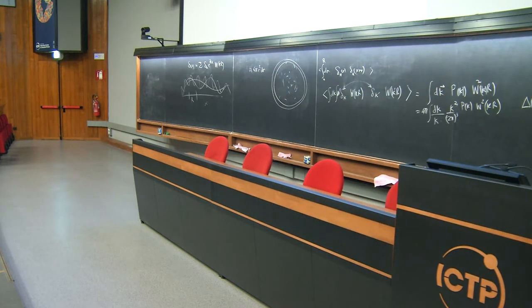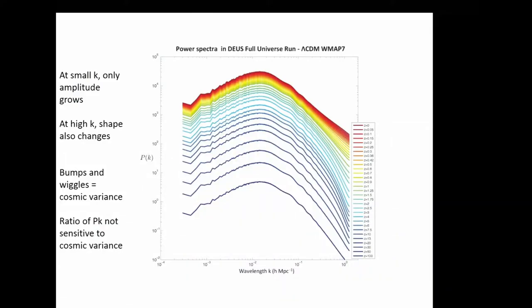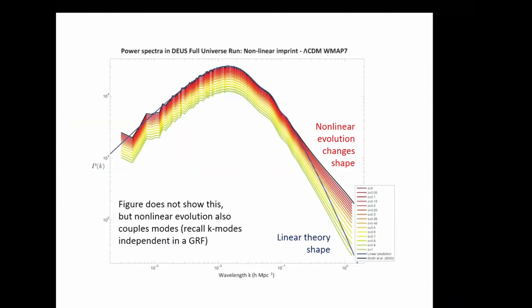Okay. Nevertheless, that one realization, as time goes on, it evolves. And you can see that the shape is staying the same. So even though this is not exactly the smooth lambda CDM curve, linear theory says, however different it is, it's going to evolve the same way because it's just a growth factor. Okay? All right. So that's the linear theory from lambda CDM.